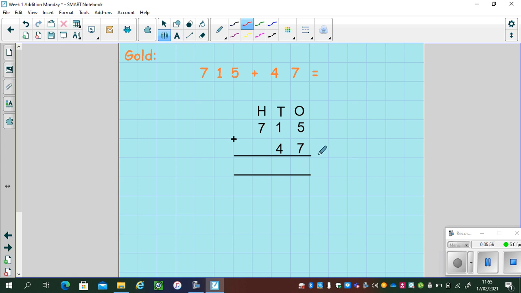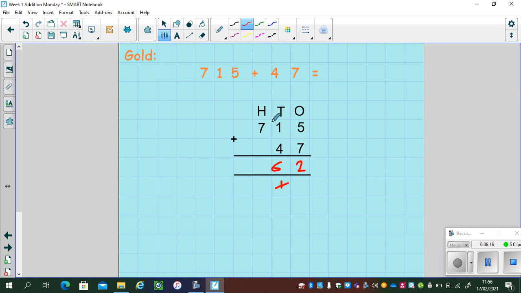So 5 add 7 or 7 add 5 is 12. 2 ones and 1 ten. That 1 ten needs to go in the tens column. Let's now add the tens. 4 add 1. Oh, don't forget to add another one, is 6. I've added that one, so I'm going to cross it off.